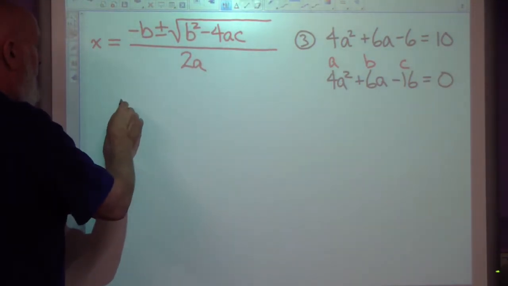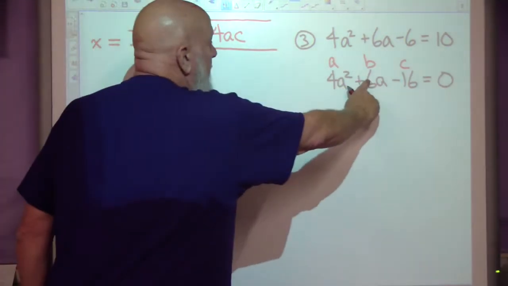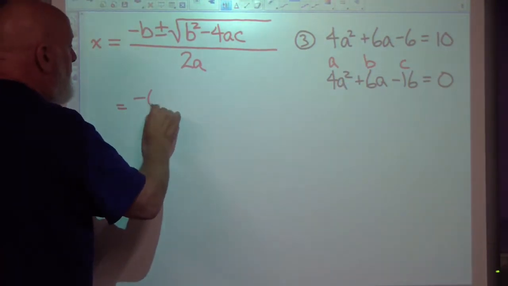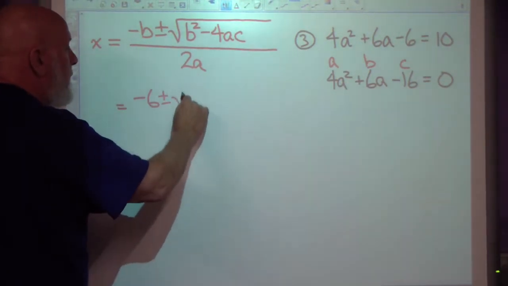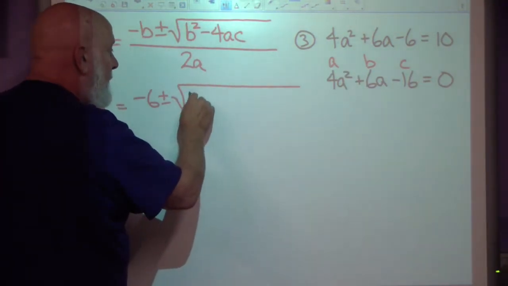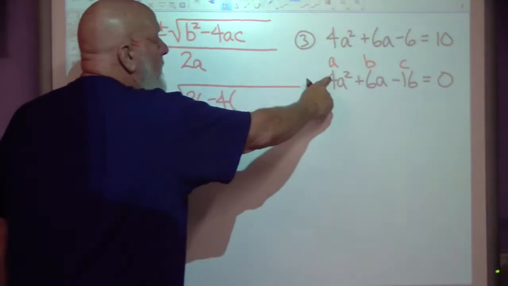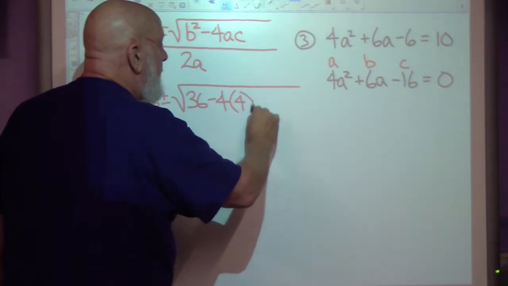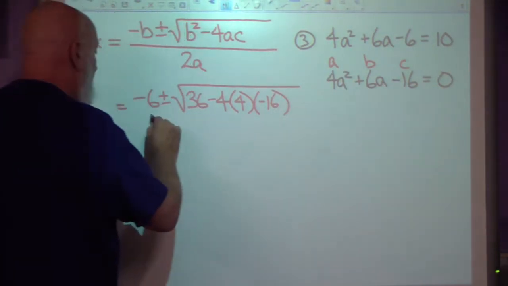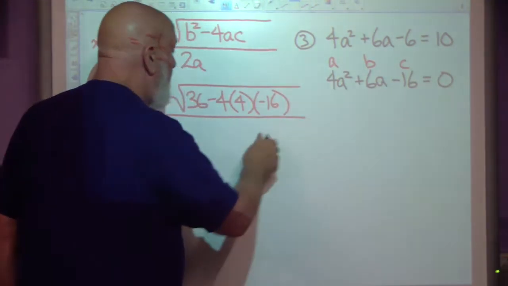So here we go. The opposite of B is negative 6. That's positive 6, so the opposite of B is negative 6, plus or minus the square root. B squared would be 36. B times B, 36. Minus 4 times A, which is 4, times C, which is negative 16. All of this over 2 times A, which is 2 times 4, which is 8.